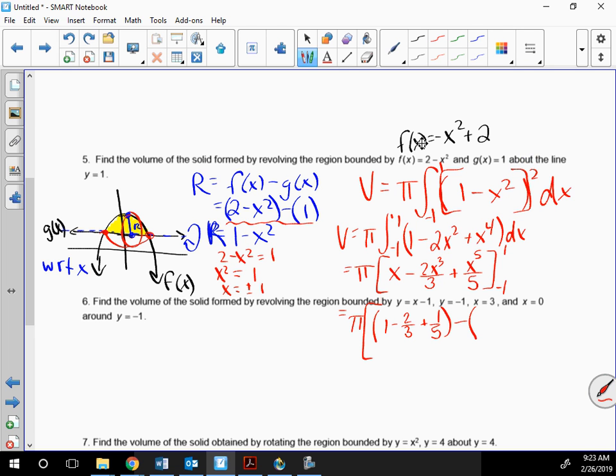Parentheses minus parentheses. Don't be shy, be liberal with your parentheses. Why not? Make those AP readers sick, they're all good. Negative 1 minus 2 times negative 1 cubed over 3 plus negative 1 to the 5th over 5. You guys, if it's a free response, you can stop right here. No need to simplify all those negatives. If you do simplify it, it comes out to 16 pi over 15.